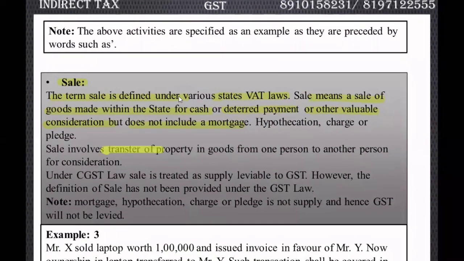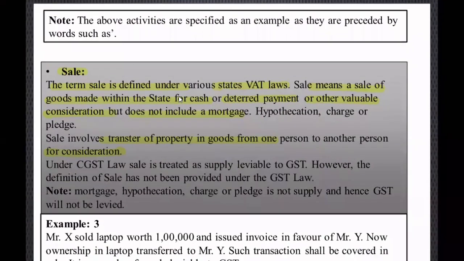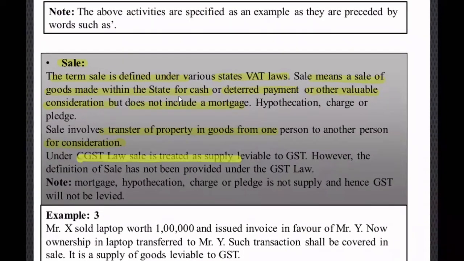Sale involves transfer of property in goods from one person to another person for consideration. Correct. We know this. Under CGST law, sale is treated as supply leviable to GST. However, the definition of sale has not been provided under GST law. Okay, the GST itself has not defined anything. Okay. Mortgage, hypothecation, charge or pledge is not supply, hence GST will not be levied.